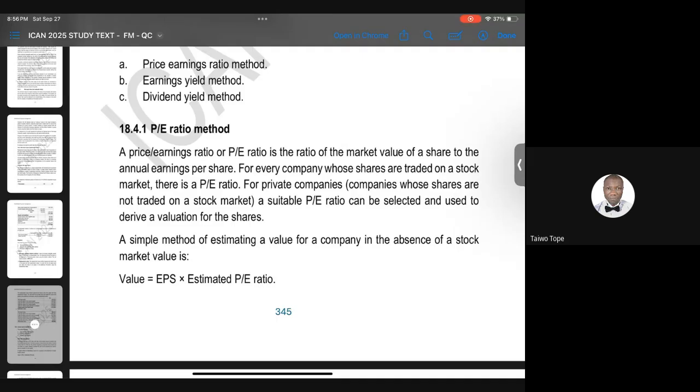So using price earning ratio, the value of a business or share is calculated as what? Price earning ratio multiplied by earnings. Though in the Pathfinder study pack, it is put as earning per share multiplied by estimated price earning ratio, which is the same as what I've said.